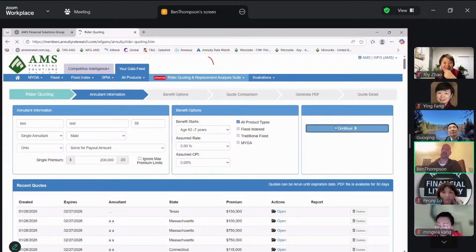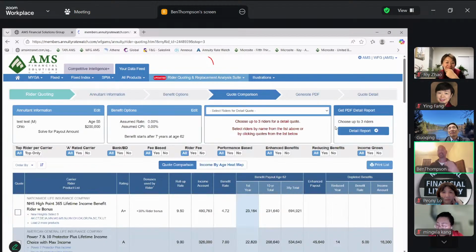And what this is going to do is give us the highest income opportunity to the lowest income opportunity based on that scenario that we just put in. So in this particular scenario, the Nationwide New Heights Select product is going to give us the highest income. Now, again, from left to right, what we get to read is it's an A+ company. It has a 30% rider bonus day one. It's got a 9.5% roll-up rate.